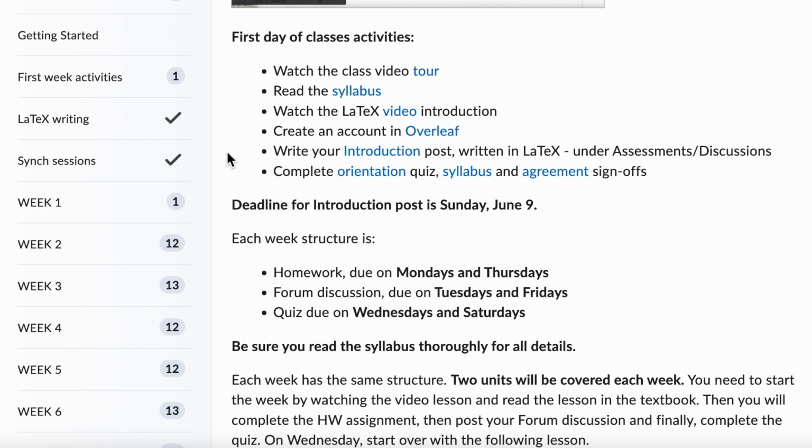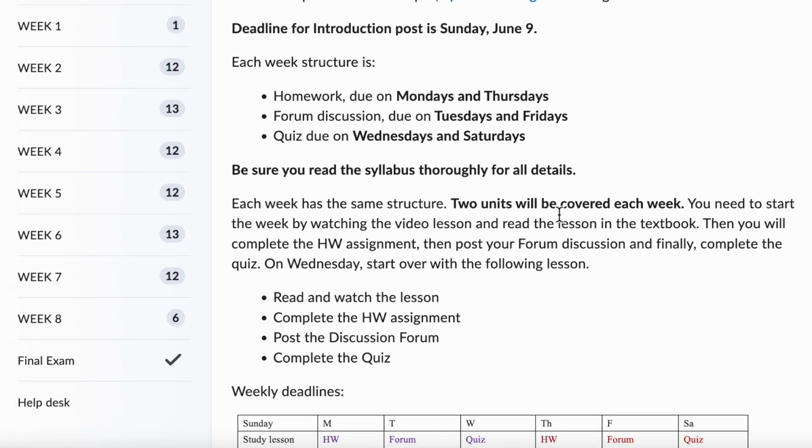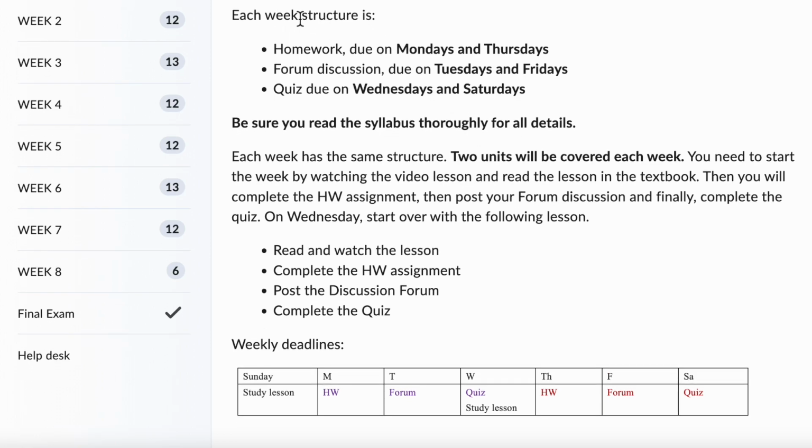I mean, be sure that you visit all these links here and you do everything you need to do the first day of classes. For the introduction post that you can start writing the first day of classes, the deadline is on Sunday. Otherwise, each week will have always the same structure that essentially is described in this table here.